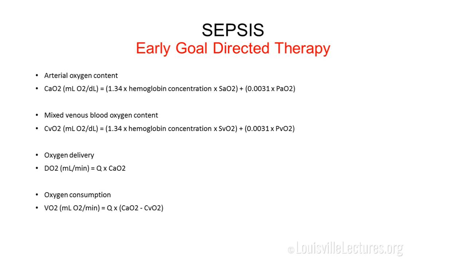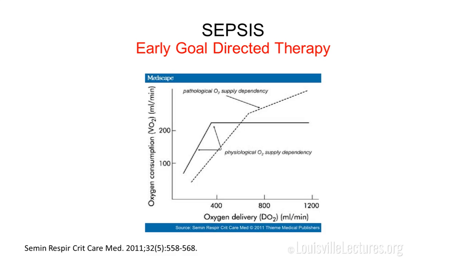So, in a normal person, as the oxygen delivery decreases, the oxygen consumption remains relatively constant up to a certain point, at which point the oxygen consumption starts to decrease. But this is not true in patients with sepsis. In patients with sepsis, as the oxygen delivery decreases, the oxygen consumption starts decreasing right away.